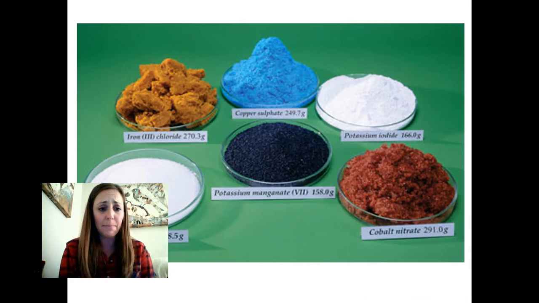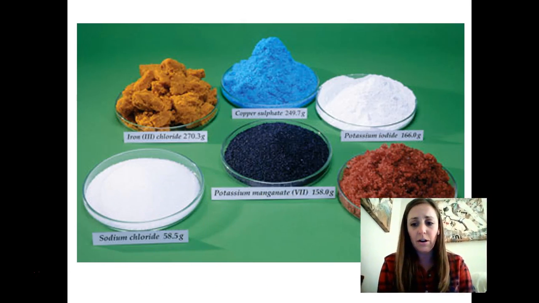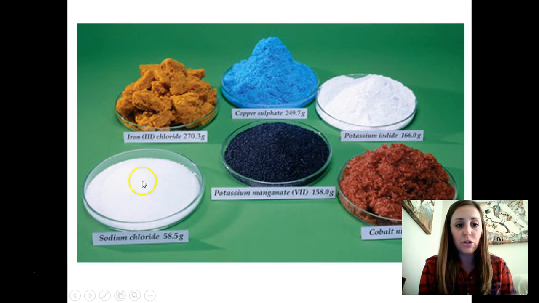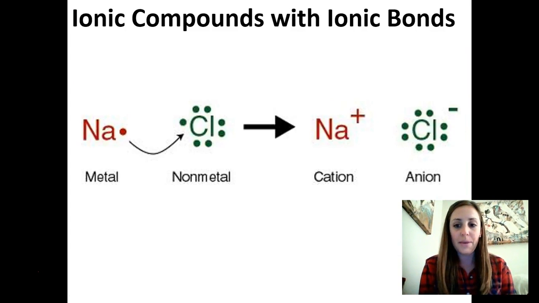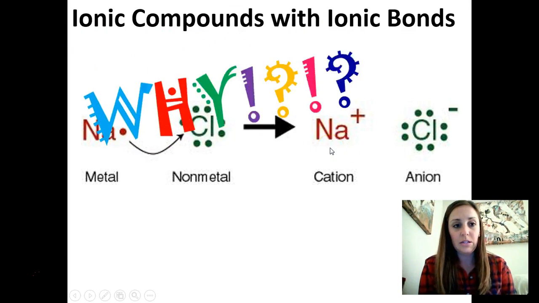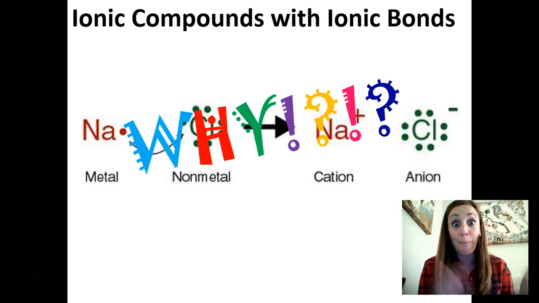Here are just a few examples of things that are ionic bonds, and here's your sodium chloride, which is the table salt that you put on your dinner if you need a little more flavor. Okay, so here's what happens. You've got sodium here with 1 electron, and here's chlorine with 7 electrons, and sodium actually gives its electron to chlorine. So why does this happen?